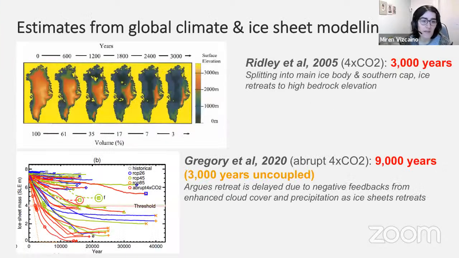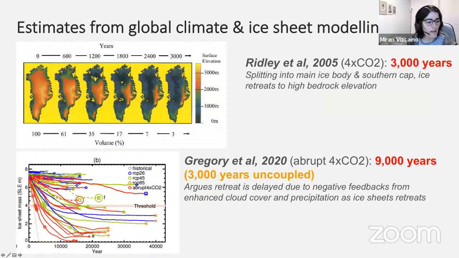Other people have been busy with this question. For instance, we have here a couple of examples from coupled global climate and ice modeling. The first one is from 2005 from Jeff Ridley. He estimated 3,000 years. And as the ice sheet is retreating, it splits into parts. So here there is a part in the south, and then the main body here, and the retreat continues, and the ice sheet somehow survives in the areas with high elevation bedrock. 3,000 years.